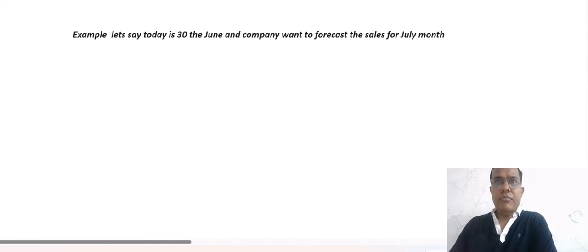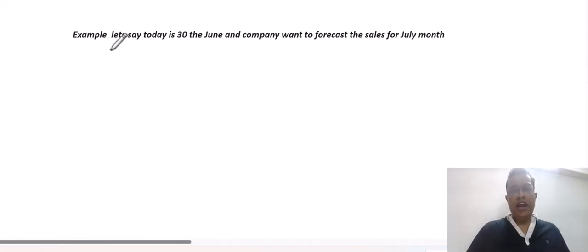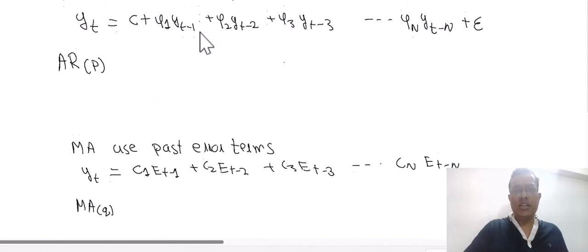I have taken an example, and I will use the same example in all the different models, whether it is the AR model, MA model, or ARMA. Let's say today is 30th June and the company wants to forecast the sales for the July month. Why I'm taking 30th June is so that people don't get confused. If it is 30th June, the company would know the actual numbers for the June month. In real life, probably the company might have done the forecast for July before 30th June as well. But in this example, I am assuming today is 30th June.